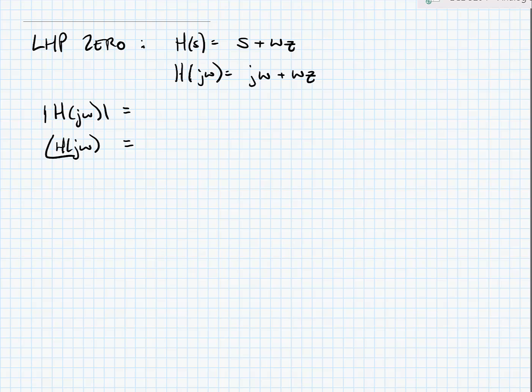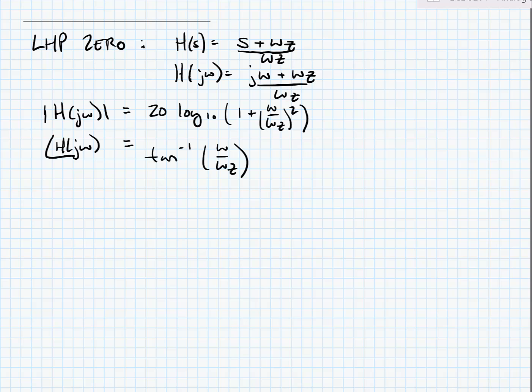I'm going to make one small correction here, and I'm going to normalize this by the zero frequency. So I'm going to divide both of these by omega z. So here are our modified transfer functions. Magnitude of H(j omega) is equal to 20 log 10 of the quantity 1 plus quantity omega over omega z squared. And the phase is equal to the arctangent of omega divided by omega z.